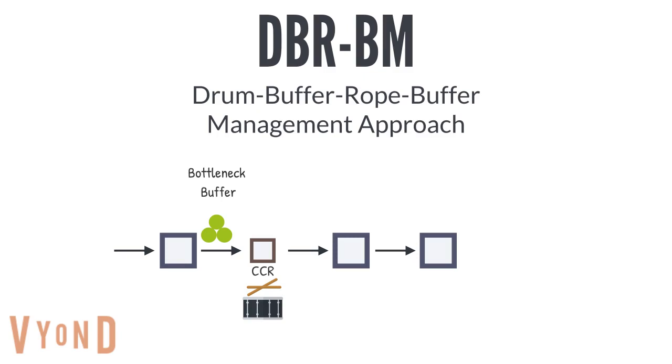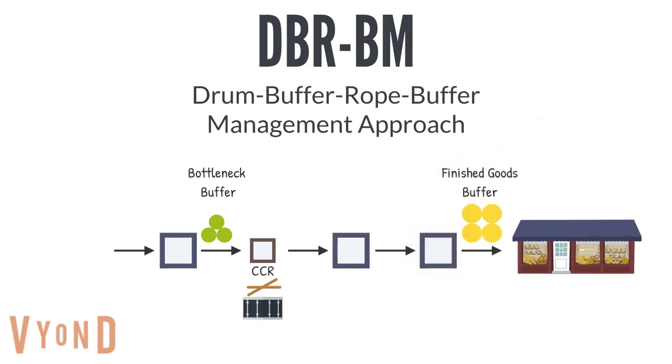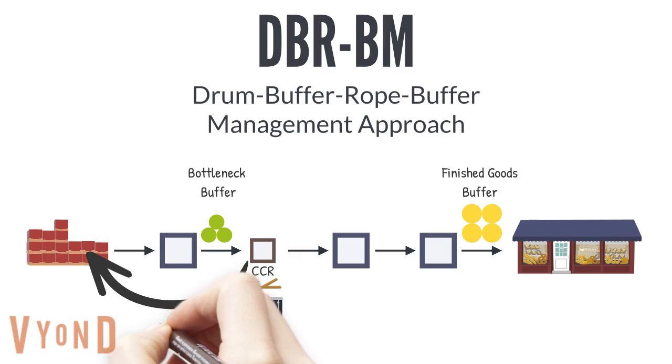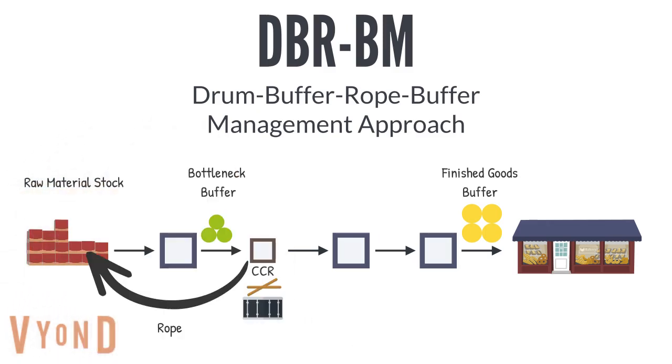Alternatively, a buffer could be a work in progress between the subassembly line and the main assembly line or a stock of finished goods. So, a buffer protects a CCR from being underutilized. The rope defines when to release work or material into the system and its sequence, which prevents excess WIP. This schematic shows what a typical DBR-BM system looks like.